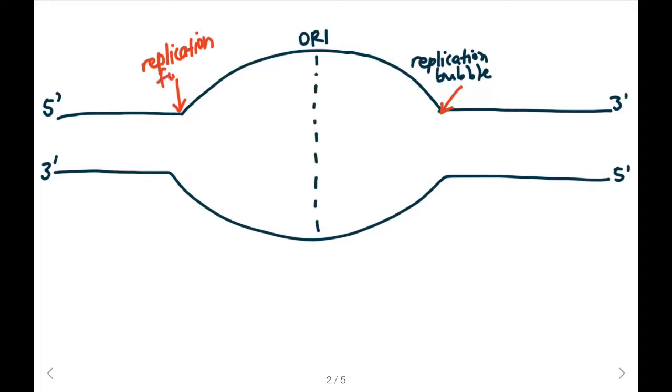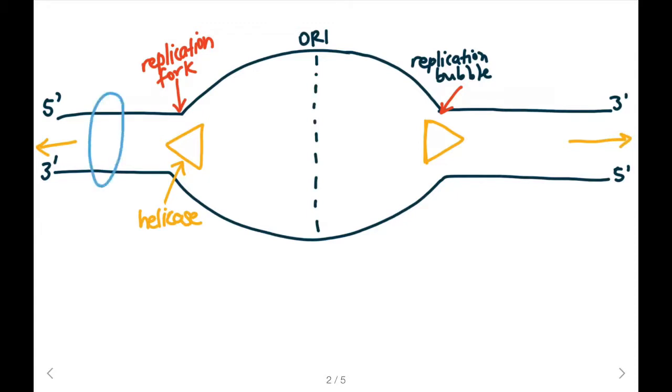And at the replication fork, we have an enzyme called helicase that is unwinding our DNA. And helicase is opening the DNA so that we can replicate it. So our DNA is being opened in both directions at the replication fork, which means that replication is happening in both directions. But as we open our DNA, we're causing strain on our DNA strands. So an enzyme called Topoisomerase will be located after helicase and will help relieve that strain.